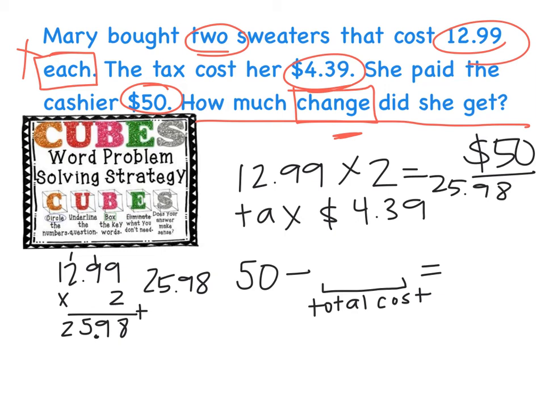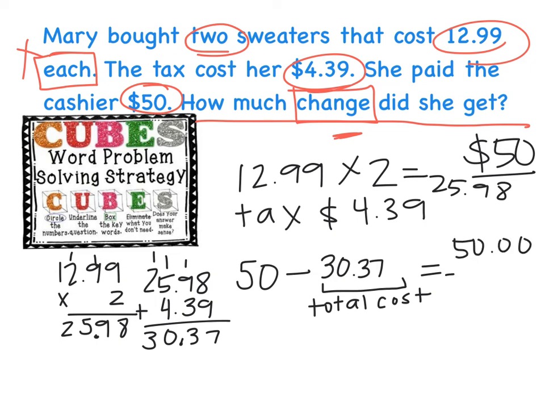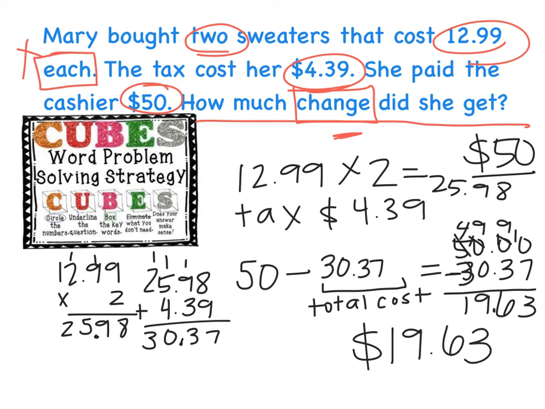25.98 plus tax is just added on once, so I can go ahead and add these things up and bring my decimal point straight down. So her total cost was 30.37, and now I can subtract the 2. 50.00 minus 30.37, whoops. I'm going to have to do some borrowing here. 10 minus 7 is 3, 9 minus 3 is 6, 9 minus 0 is 9, and 4 minus 3 is 1. I'm going to bring my decimal point straight down for a final answer of $19.63 in change.